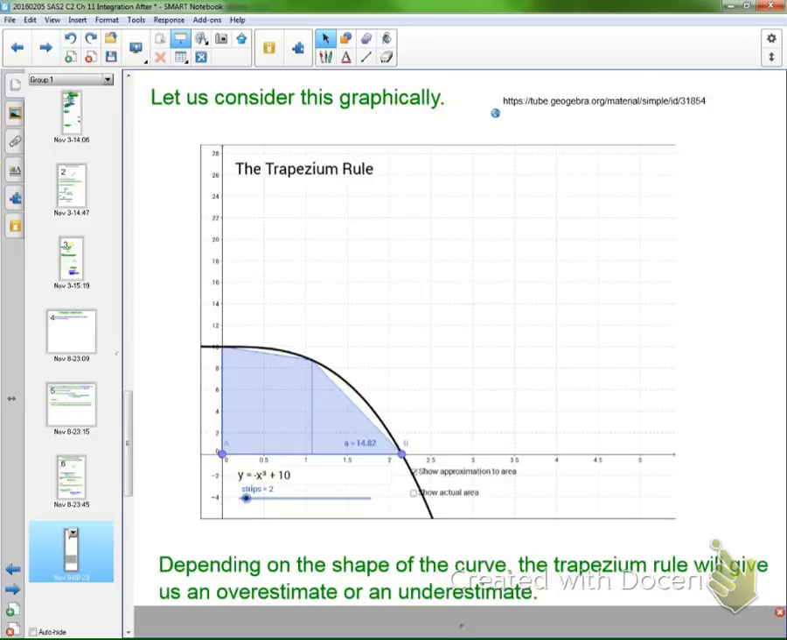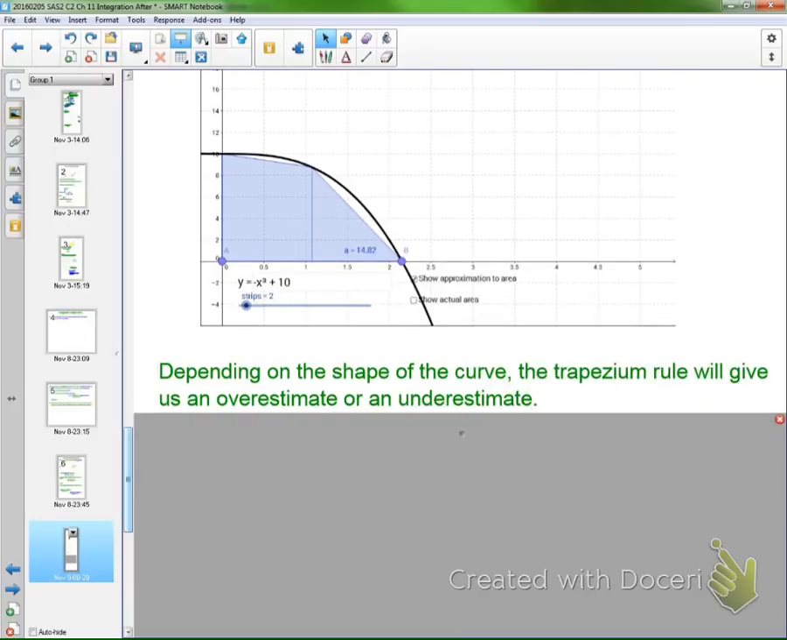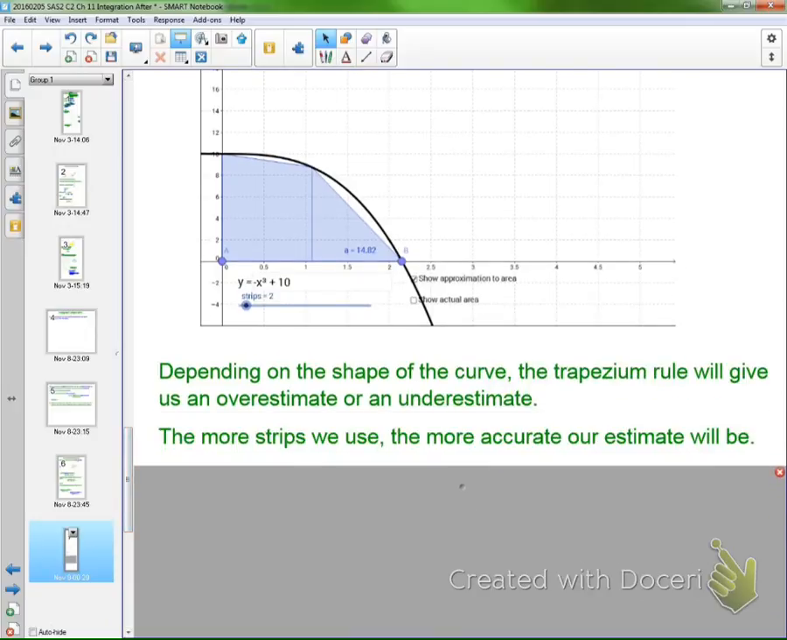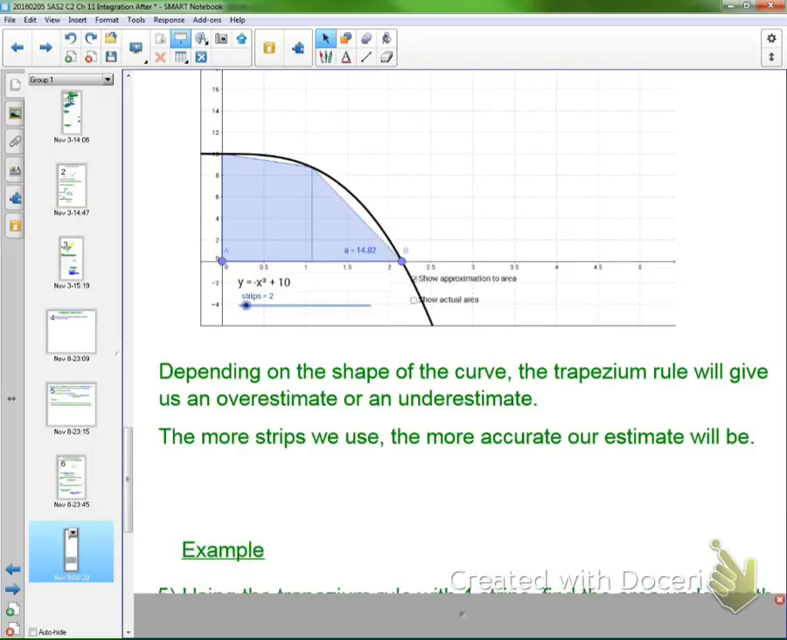So, we might get an overestimate, we might get an underestimate, but the more strips we use, the more accurate our estimate is going to be. So let's take a look at an example.